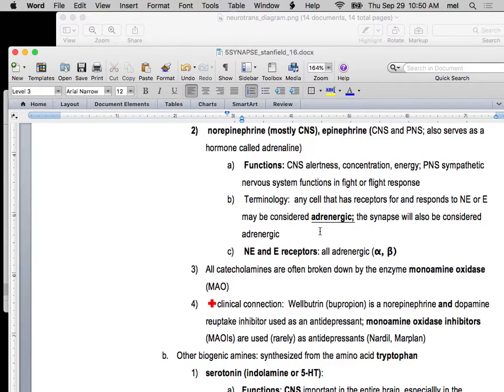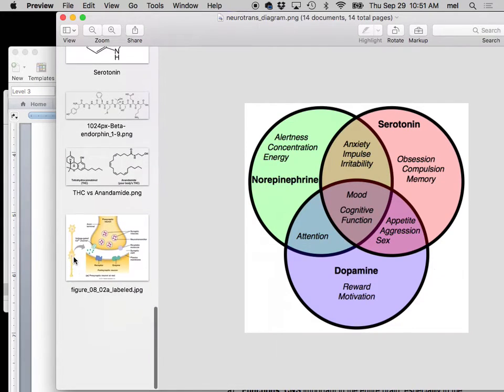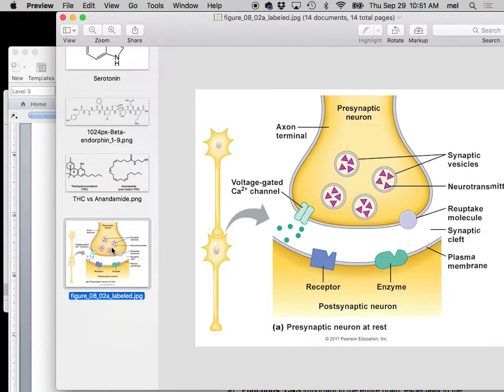So now everything that binds to norepinephrine or epinephrine, all of the synapses that deal with it. If we use this figure and we say that this is releasing norepinephrine or epinephrine, responding to it, this is all considered adrenergic. That's the way that you say it. Good? Okay, so it's just a short way of saying it.